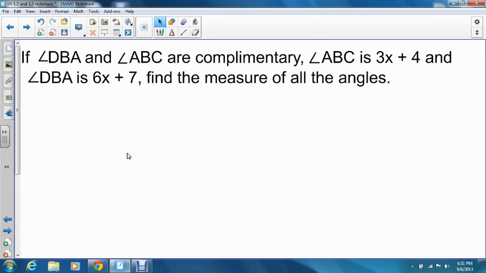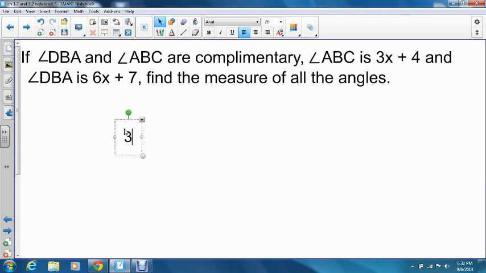And then on our final example, it tells us that we have two complementary angles, angle DBA and angle ABC. Well, if they're complementary, that means that they add up to 90 degrees. Okay, so then it tells me what angle ABC is, tells me what angle DBA is, I need to find the measure of my angle. Again, it's not asking us for x, but we do need to solve for it in order to plug it back in and get our values. Alright, so if we want to set up our equation, I don't need a picture in this one because it just tells me that they're complementary.